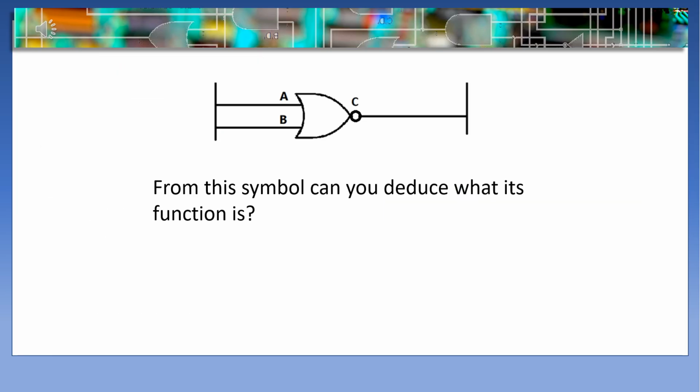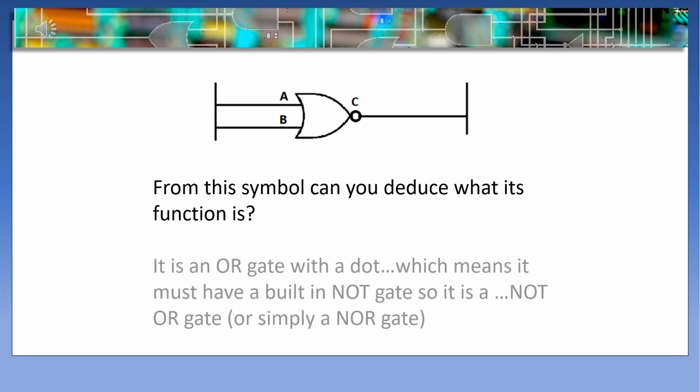Okay, let's see if you've been following along and can deduce something. We have a logic gate symbol here. From this symbol, can you deduce what its function is? Well, it's an OR gate with a dot, which means it must have a built-in NOT gate. So it is a NOT OR gate, or simply a NOR gate.